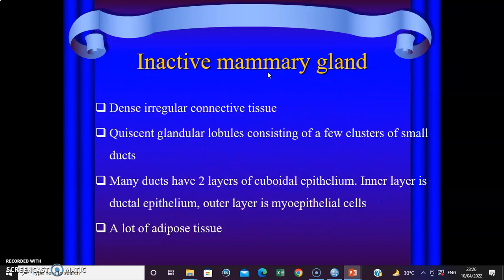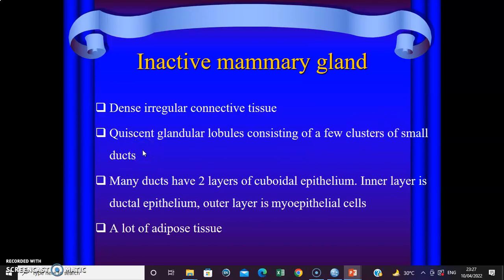So let's discuss an inactive mammary gland. Inactive does not produce milk. Someone who is not breastfeeding has an inactive mammary gland. So you have to always discuss the glandular part and the connective tissue part. The connective tissue will be dense, irregular, with abundant fibers, haphazardly arranged. And the glandular portion will be quiescent. They are not producing milk. So they'll be quiescent with few clusters of small ducts.